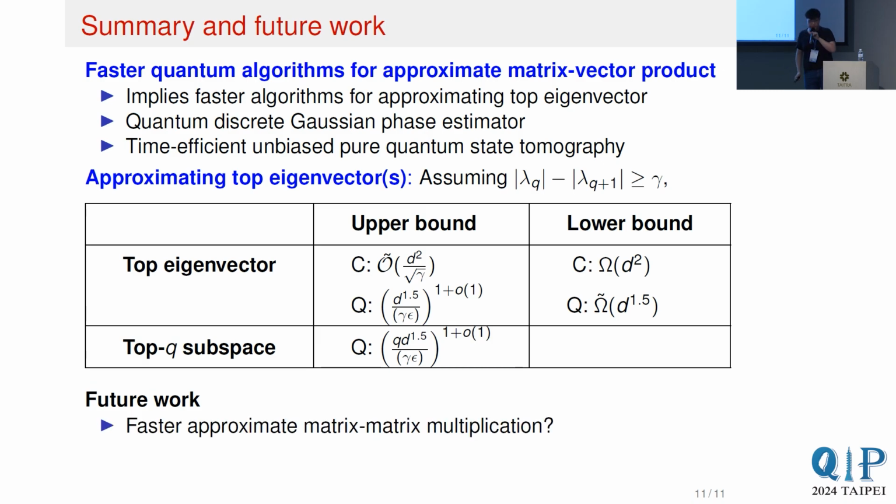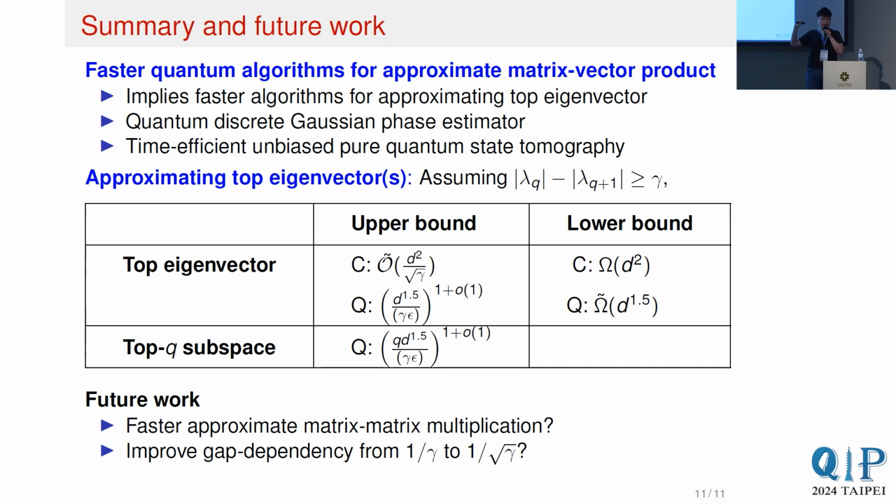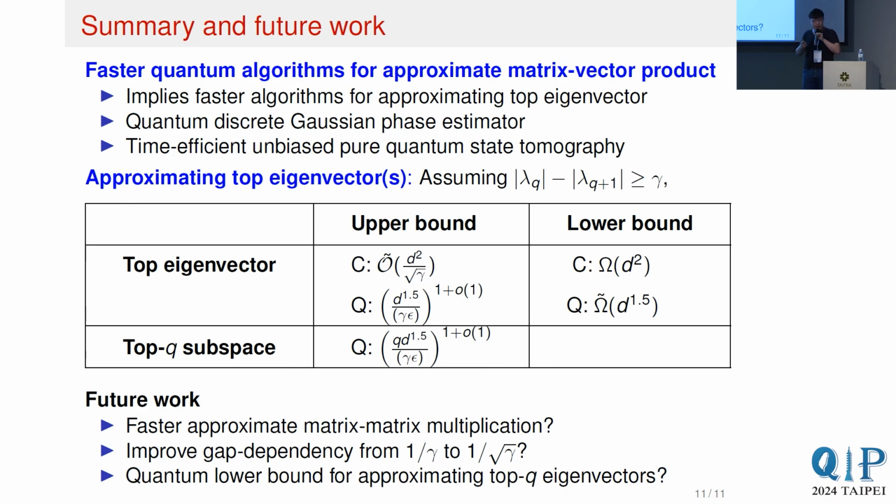And here's some future work. First of all, can we use our approximate matrix vector product to end up with a faster approximate matrix-matrix product algorithm? And the second is, if you look at the classical algorithm, you can see the gap dependency on gamma is 1 over square root of gamma instead of 1 over gamma. So can we further improve our quantum algorithm to have, say, 1 over square root of gamma dependency? And the last is, can we have a quantum lower bound for learning the top Q subspace or finding the top Q eigenvectors? And that's all my talk.